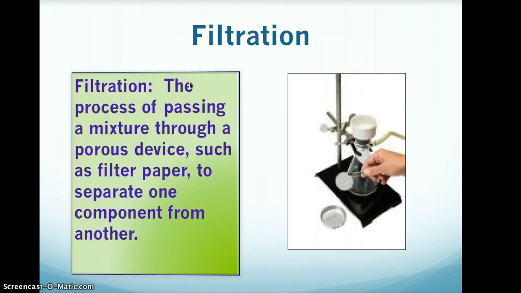So when you look at filtration, filtration is something you do all the time. If you make coffee, if you make tea, you are passing a mixture through a porous device such as filter paper, a tea bag, or your coffee filter to separate one component from another. And you're really relying on the different sizes of the particles in the mixture. Because remember, you've got more than one pure substance, so the particle sizes that represent those pure substances that are mixed together are going to be different. You can take advantage of that when you're trying to separate out the components of a mixture. In your body, you have a special organ that's really designed to filter your blood, and that's your kidney.